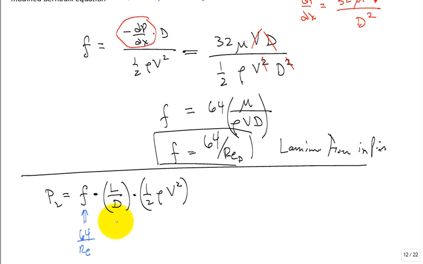Then I have the length of the pipe. You see that if it's a longer pipe, greater pressure drop. If it's a smaller diameter pipe, for the same friction factor, a greater pressure drop. And then if it's really going fast, I have a higher dynamic pressure, greater pressure drop. So that's how we often use it to predict pressure losses.